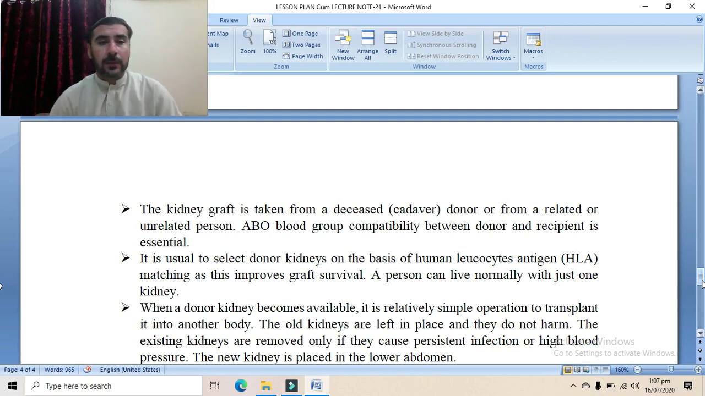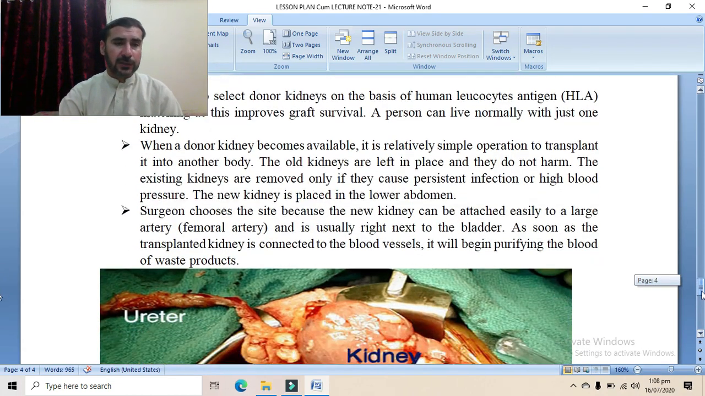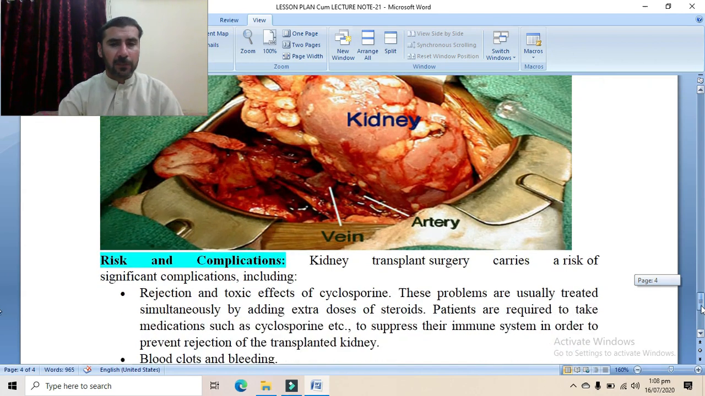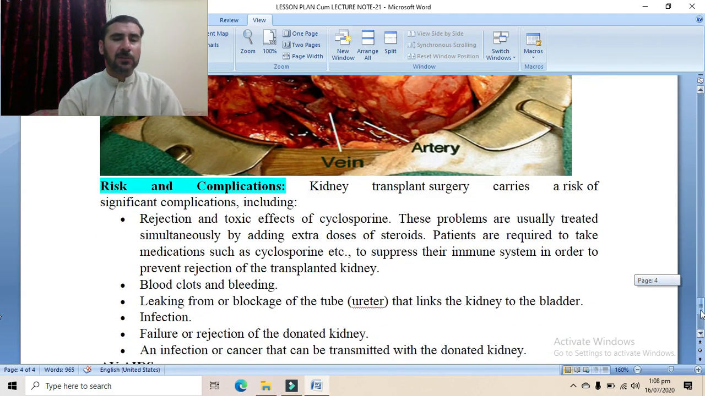So for kidney transplantation, two important requirements must be fulfilled. Number one, there should be blood group system matching, ABO blood group system matching. Suppose if donor is A positive, recipient should be A positive. Similarly B, and similarly all the matching criteria which is used. So the ABO matching is a requirement. Secondly, the human leukocyte antigen matching is necessary. If these two requirements are fulfilled, then the surgeon will remove the kidney from the donor and will surgically insert it into the recipient.